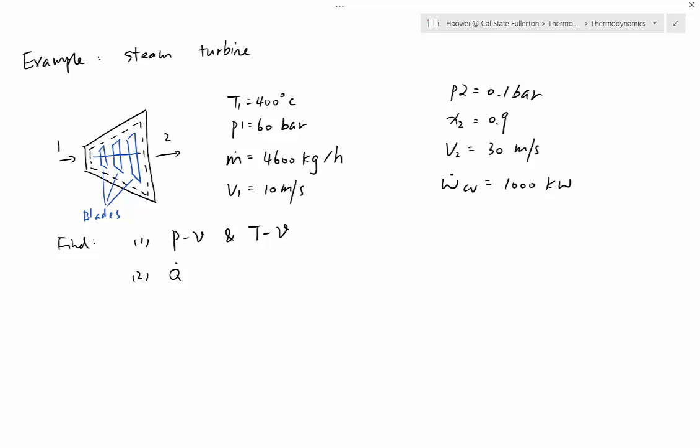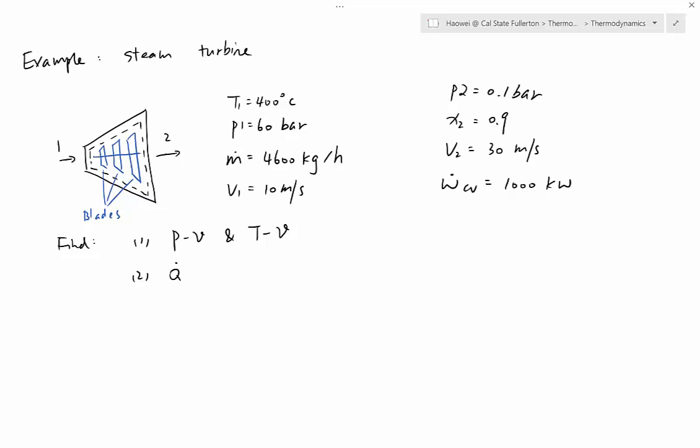Okay, what we have is T1 is given as 400 Celsius, P1 is given as 60 bar, very high, mass flow rate is given as 4,600 kilograms per hour, velocity V1 is 10 meters per second, and then at surface number 2, we know P2 is 0.1 bar, much lower. Quality X2 is equal to 0.9, that means at number 2, it's a mixture. It's a water mixture. It's not F or G or superheated, but a mixture.